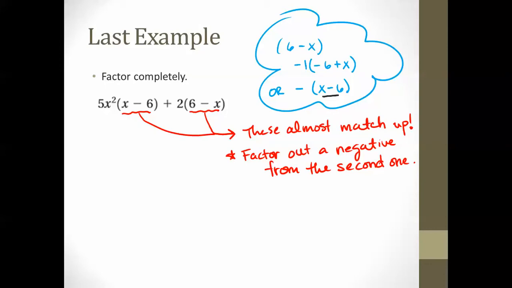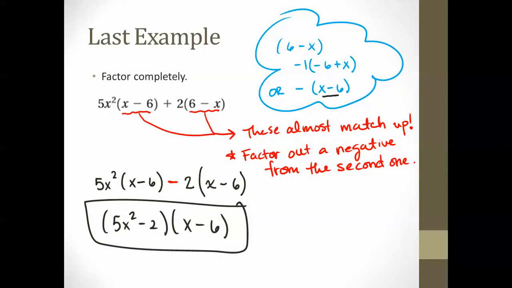So, if I'm going to factor a negative out of the second set of parentheses, it would look like this. 5x squared times x minus 6, that doesn't change. I'm pulling a negative out of the parentheses, which would make my positive 2 now a negative 2. And we already said if I factor out negative, that gives me x minus 6. So then I rewrite this as the product of two binomials, 5x squared minus 2 times x minus 6.